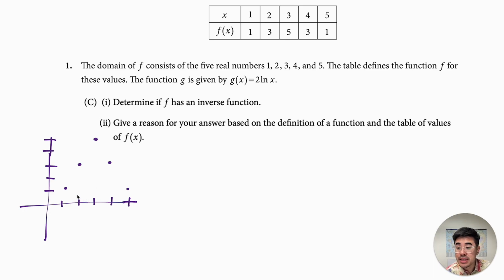And then you can see that finding the inverse function would be flip-flopping the points, right? So 1, 1 would be the same point. This is 2, 3, which would become 3, 2. This would be 3, 5, which becomes 5, 3. 4, 3, which becomes 3, 4. And then 5, 1, which becomes 1, 5, right? And so you notice that when we try to invert it, we will no longer pass the vertical line test. So for at least part 1, it'd be no, f does not have an inverse function.